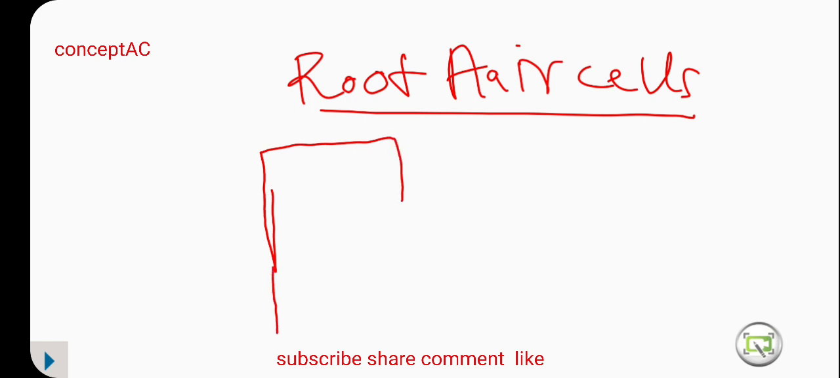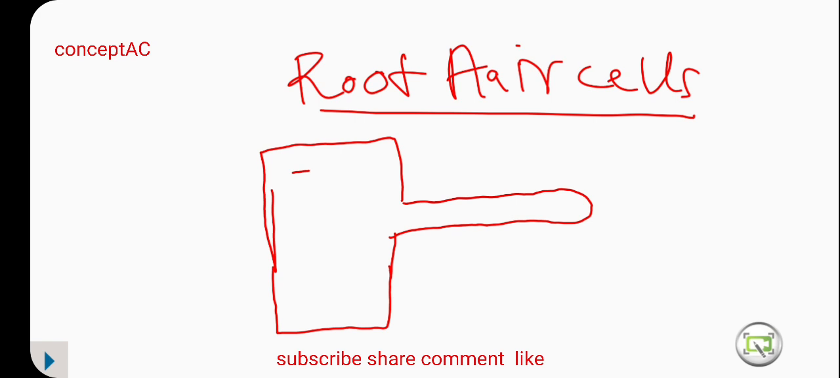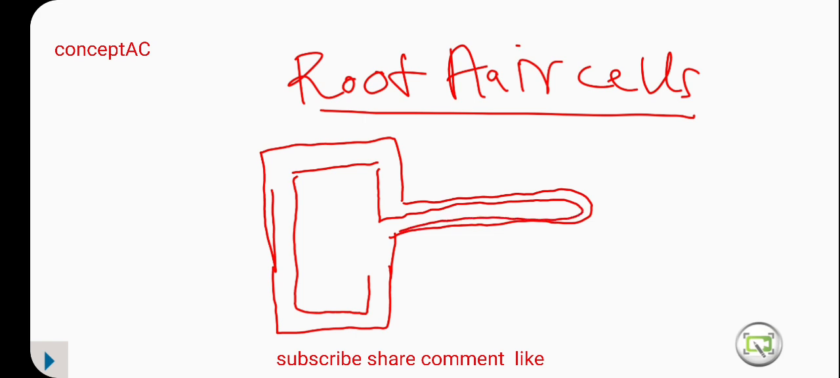A root. Is it from a plant cell or an animal cell? Since it's a plant cell, you know the parts to put there. What are those parts? You have to include the cell wall. But since it's a root cell, it shouldn't have chloroplasts, because chloroplasts are only found in the parts where photosynthesis takes place, like the leaf.